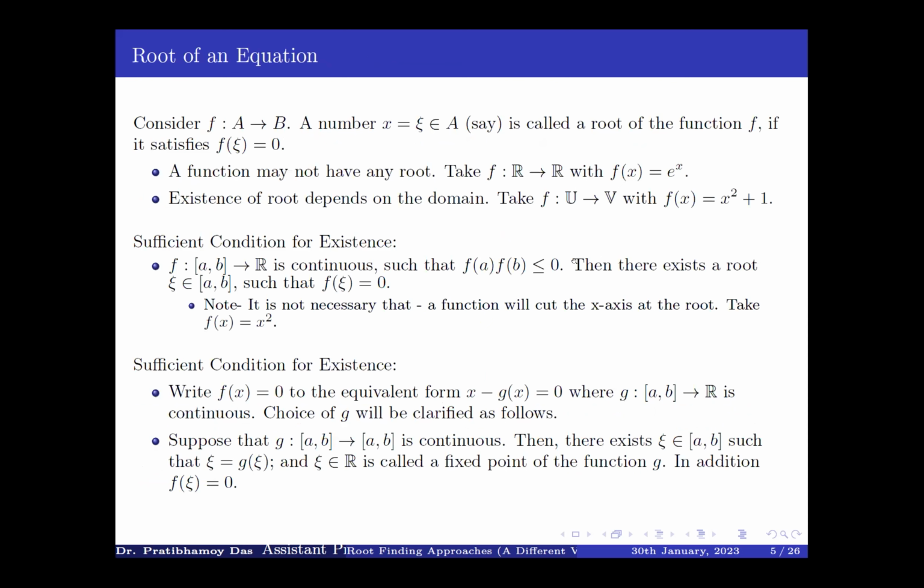Okay, so now this whole class is more intended towards CSIR or GATE, or maybe how to go into the research part. So you see the first one: f is a function from A to B, and x equal to j is called a root of the function, f(j) equal to 0. That everybody knows. But then, of course, there are functions which do not have a root, like f(x) equal to e to the power x. And f(x) equal to x squared plus 1 also does not have a root.